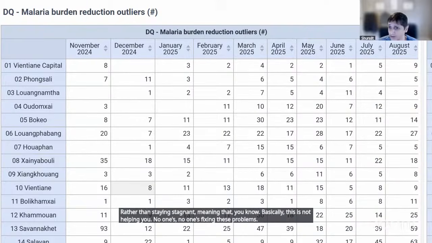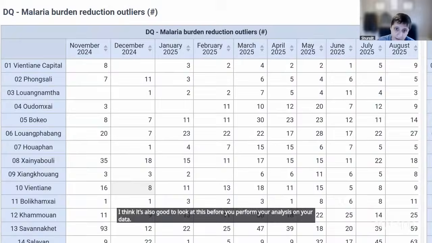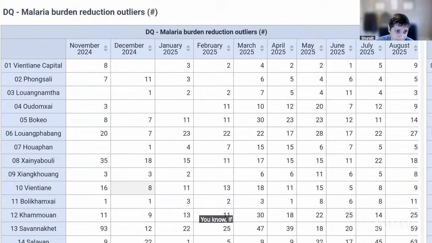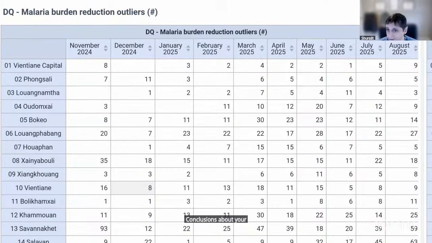I think it's also good to look at this before you perform your analysis on your data and indicators. If you have a significant number of validation rule violations, a lot of outliers still present in your data, or if your completeness is low, then it might be hard to make conclusions about your data, given that so much information is not really correct.